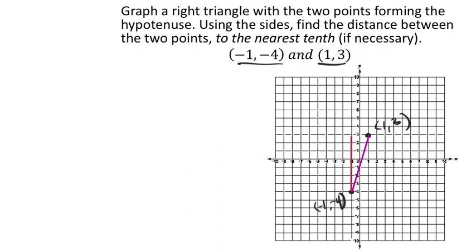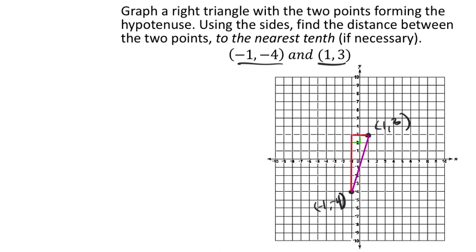So again, I would go from one point to the next. I'll go from left to right. Again, it doesn't really matter. But what you should notice is that the boxes within the graph, the grid, are going to make a right angle for you, just so you know that you are, in fact, looking at a right triangle.